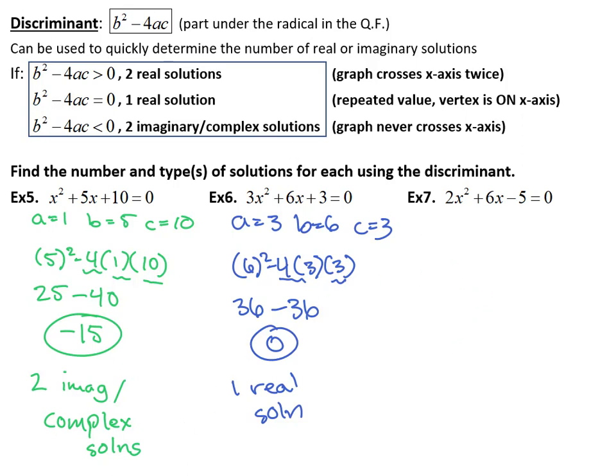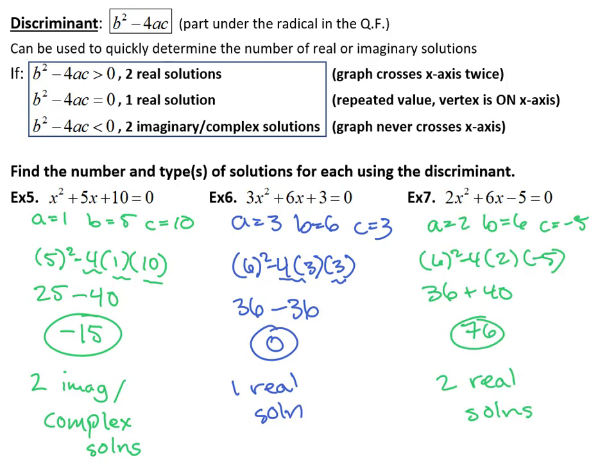Okay, and if we try this last one over here, try this one out, see what you get. Unpause the video when you're ready. All right, here's our work. Hopefully you came up with the discriminant value of 76. Because it's positive, that means we get two real solutions. My graph will cross the x-axis twice. And I know that just from finding the discriminant. So it's a quick way of telling some stuff by looking at the equation without having to graph the whole thing. You don't even have to find the vertex, which is kind of cool.